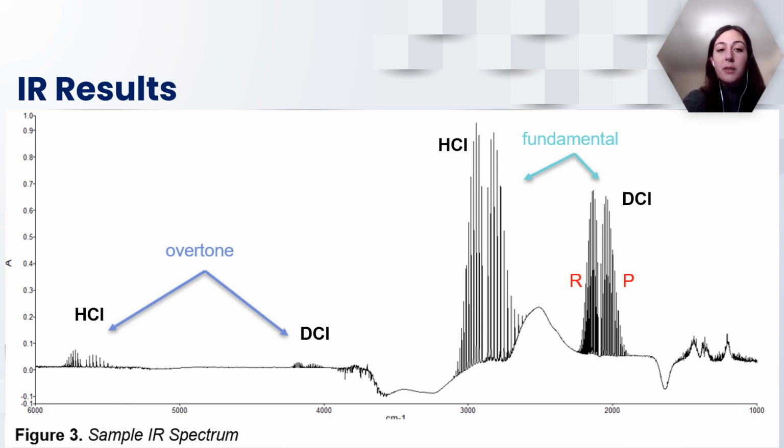Here is the IR spectra received from this experiment. The overtone and fundamental transitions are labeled. And these were identified by both intensity and knowledge of the fact that wave number is proportional to energy. DCl and HCl were then labeled because mass and wave number are inversely proportional. The R and P branches were labeled as well.